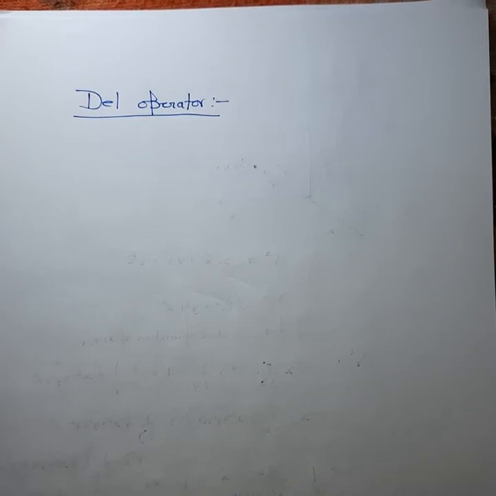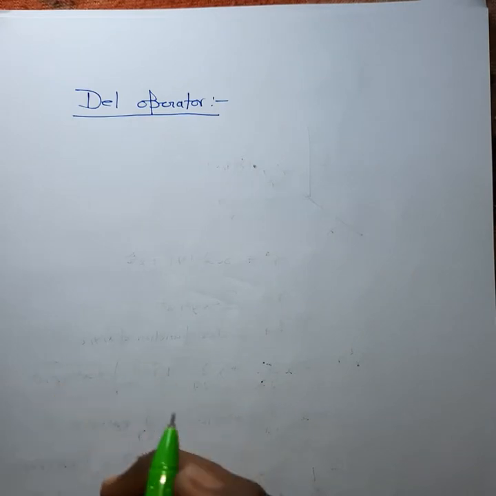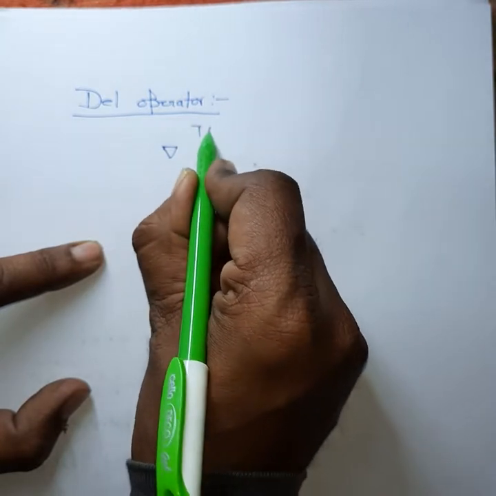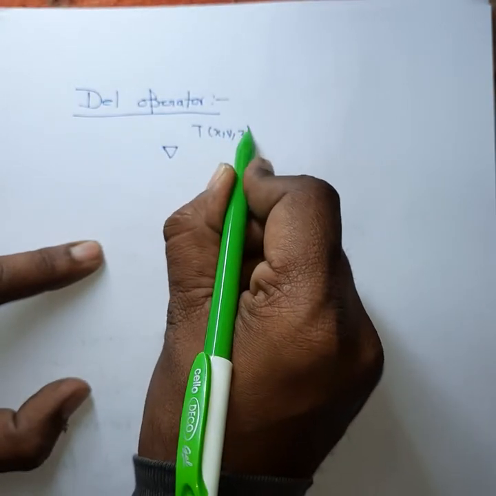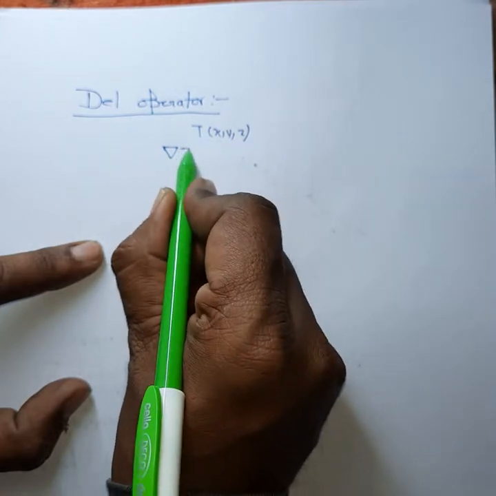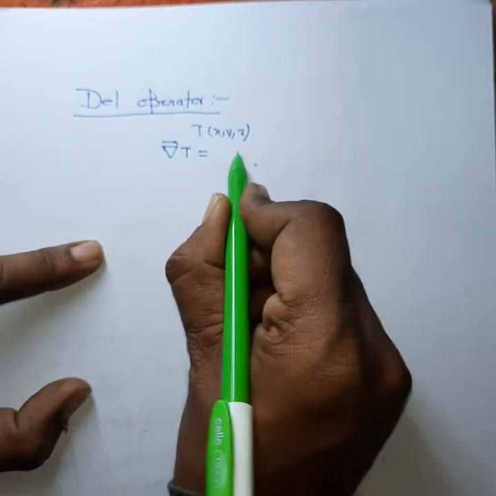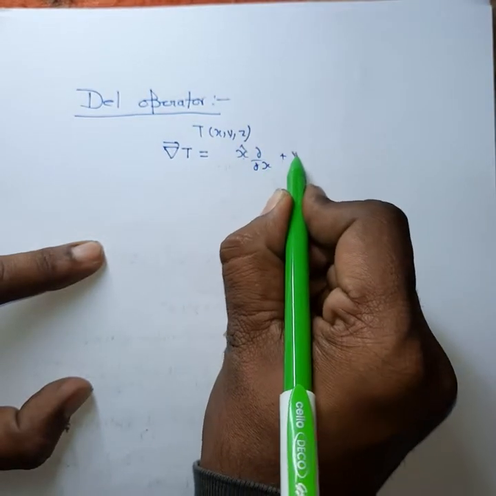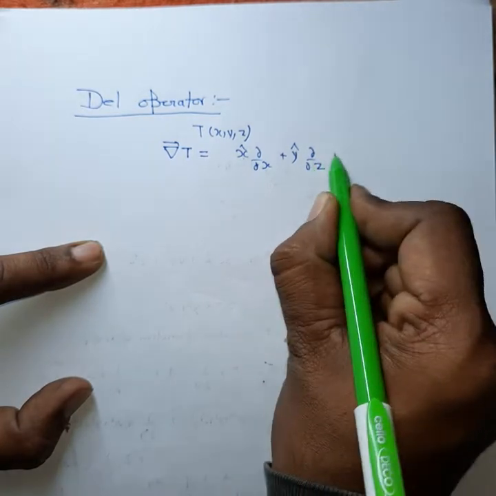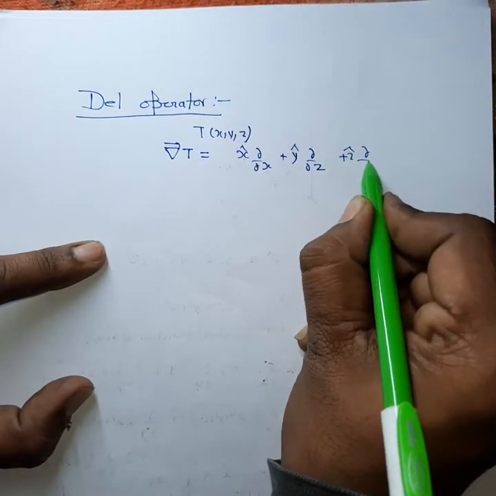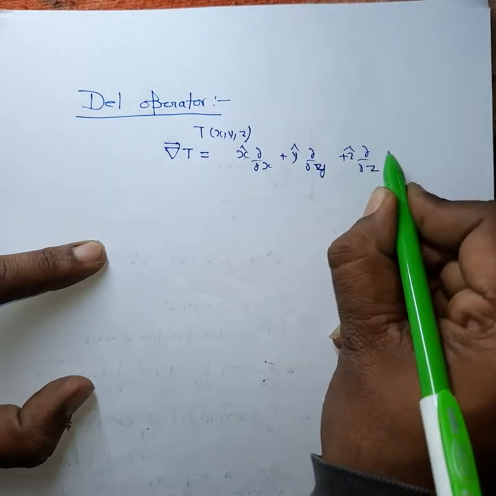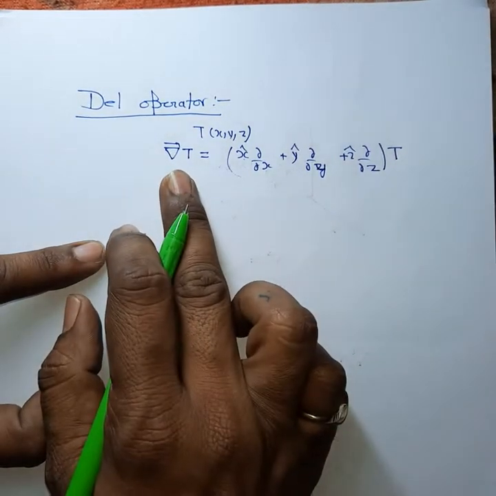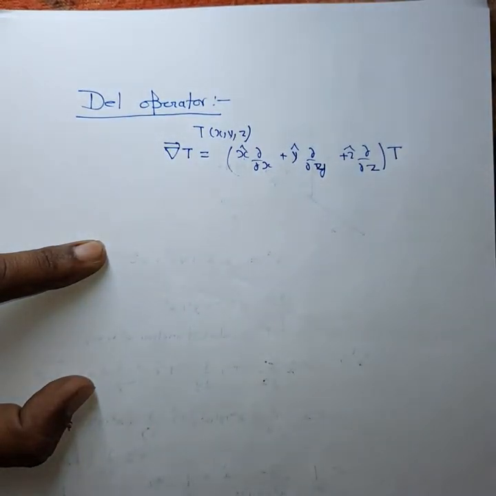So far, we are discussing the del operator and gradient, and we have seen that for any scalar function t, where t is a function of x, y, z, the gradient of t is defined as x cap del by del x plus y cap del by del y plus z cap del by del z acting on t. So this is how the gradient of t is defined.